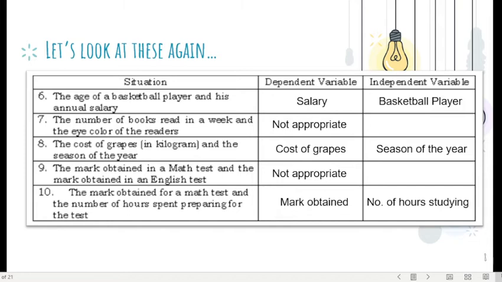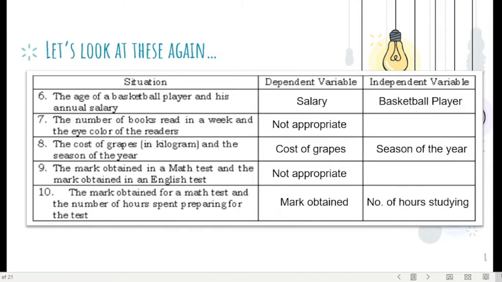Of course not. Okay, so maybe the salary is dependent on the age of a basketball player, but not the other way around. Another example, number 8. The cost of grapes, that is our dependent variable. It is dependent because it depends on the season of the year.